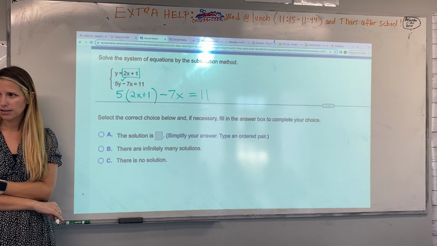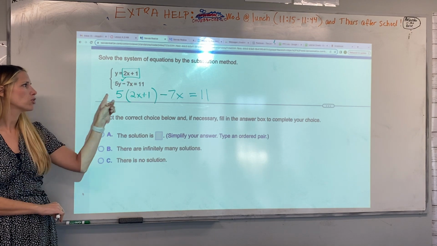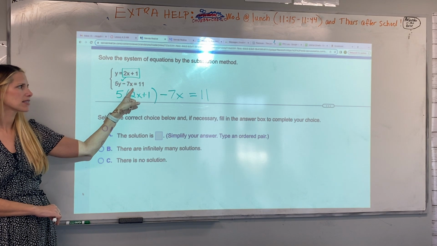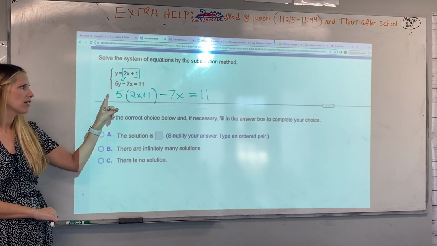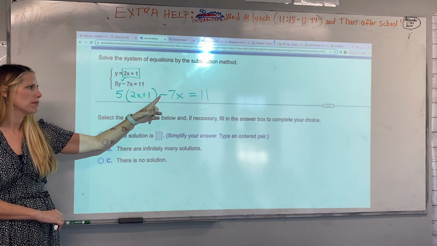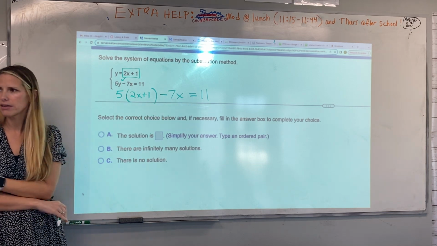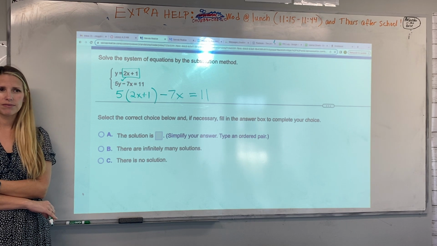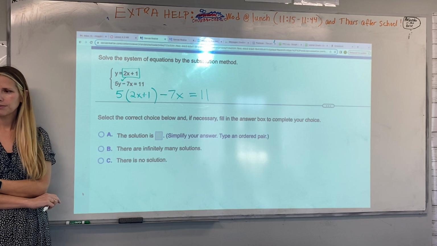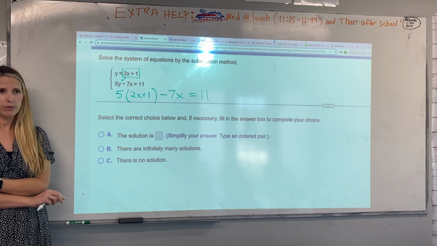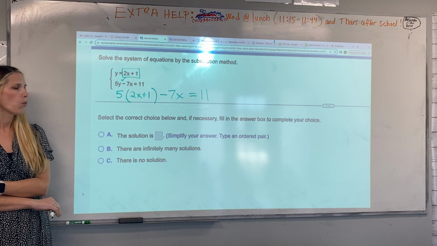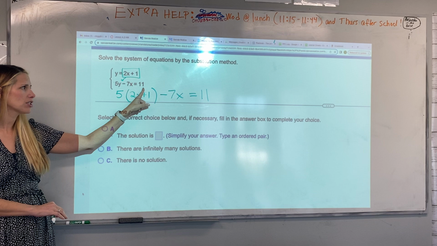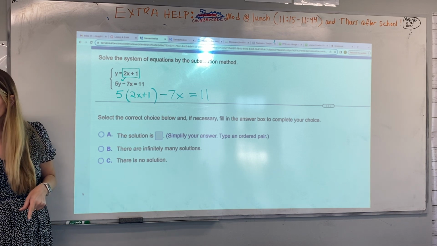What's the difference between this equation, 5y minus 7x equals 11, and this equation, 5 times (2x plus 1) minus 7x equals 11? Yeah, because you can do the parentheses first. It's not the parentheses, but good guess. We will distribute, but I'm asking why? What is the benefit of rewriting this equation? So it's easier. What? You're not solving anything.